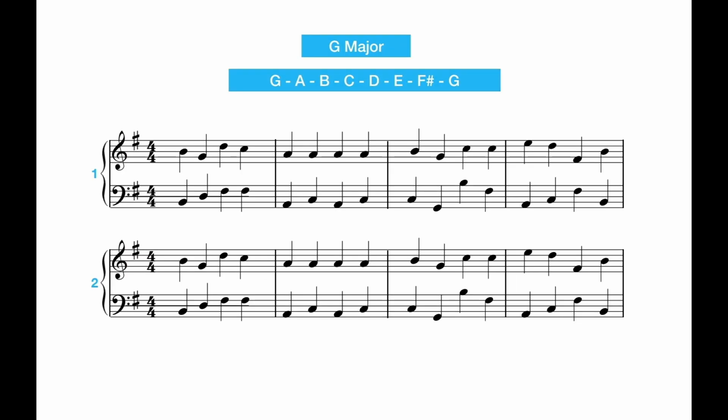So let's change it. Let's say I've written this piece in the key of G major. We know that the key of G major has 1 F sharp in it. So that F sharp goes into the key signature here. We now know that any F we come across in this piece of music has to be sharpened. So all of these Fs will be played as an F sharp.